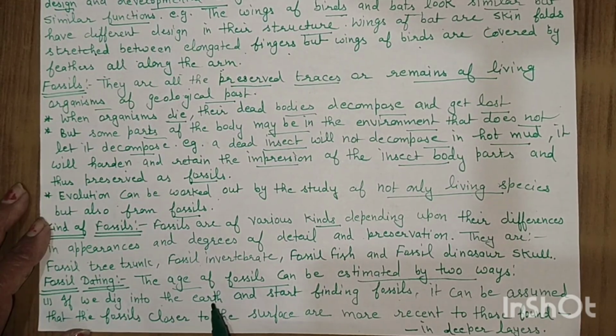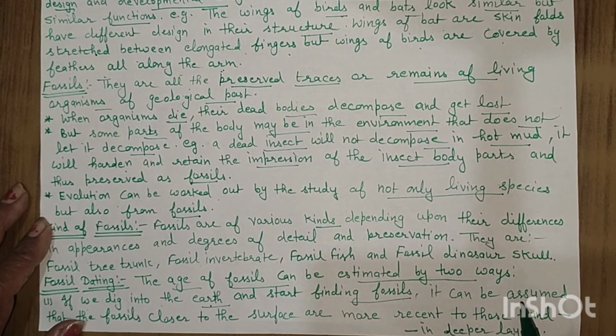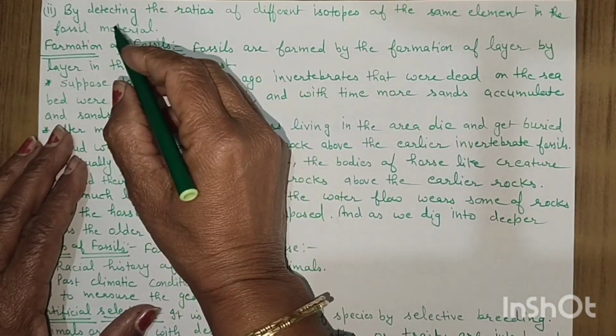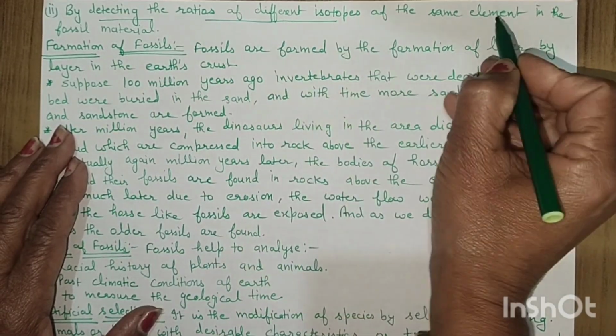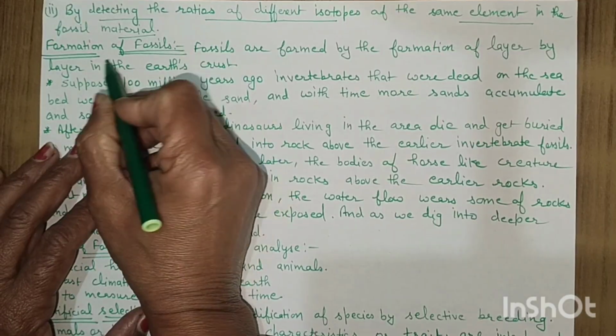First, if we dig into the earth and start finding fossils, it can be assumed that the fossils closer to the surface are more recent than those found in the deeper layers. Second, by detecting the ratio of different isotopes of the same element in the fossil material. Formation of fossils.